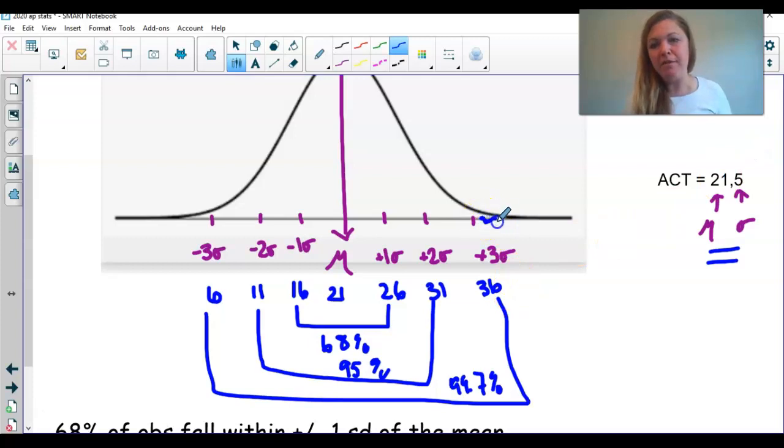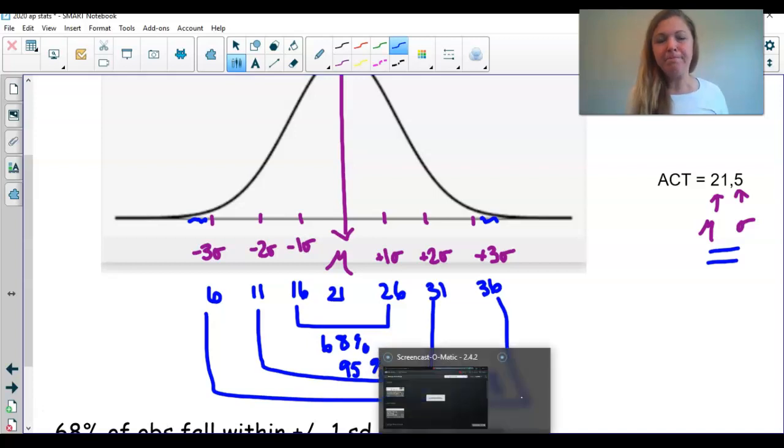Can you get above the third standard deviation and below the third standard deviation? Yes, but it's incredibly rare. Think about the people who have a perfect ACT. That's incredibly rare, okay? So that's where that missing percentage is of that 100%. If you have questions, write them down. Make sure you let me know.